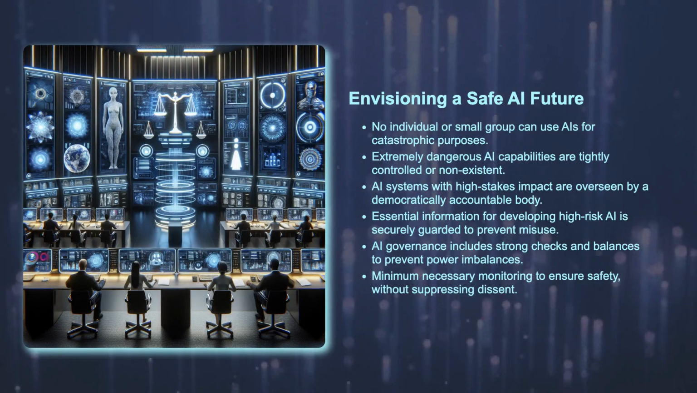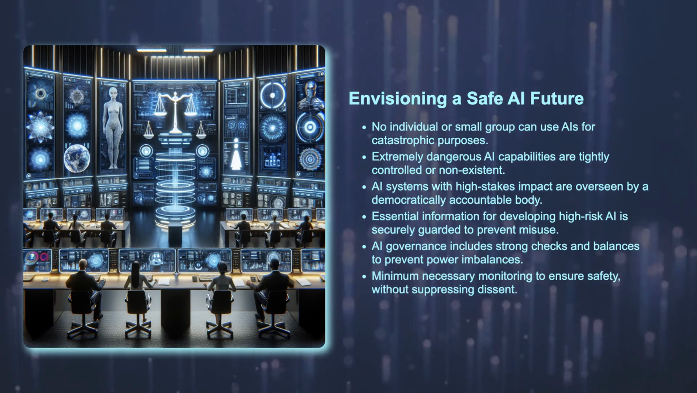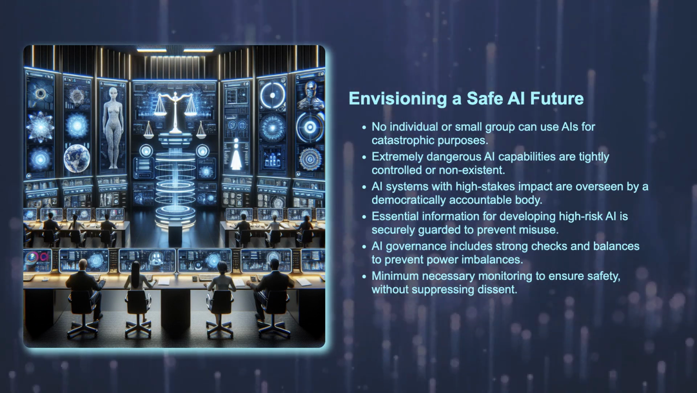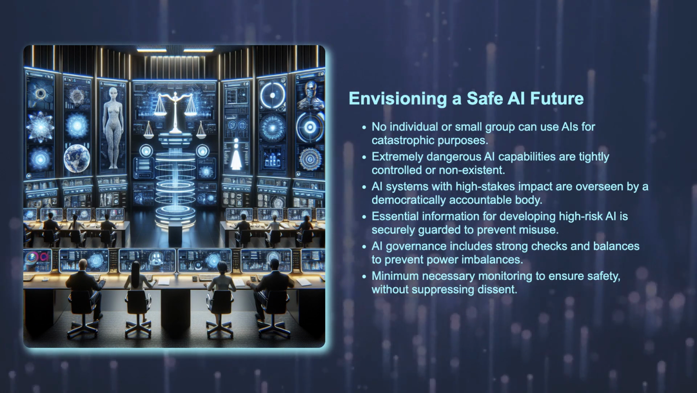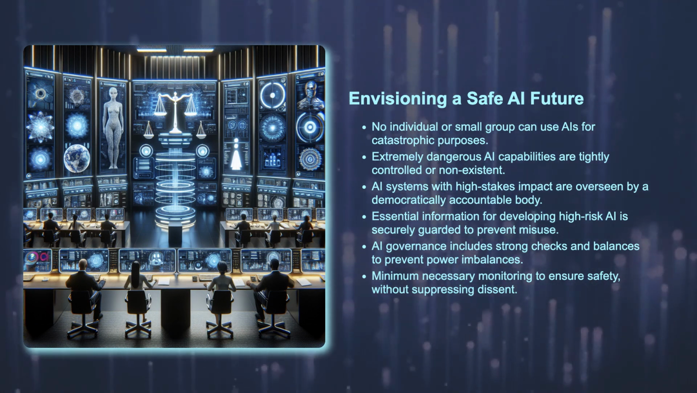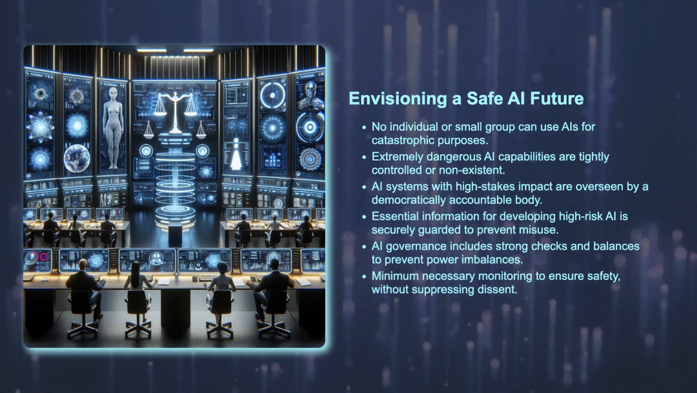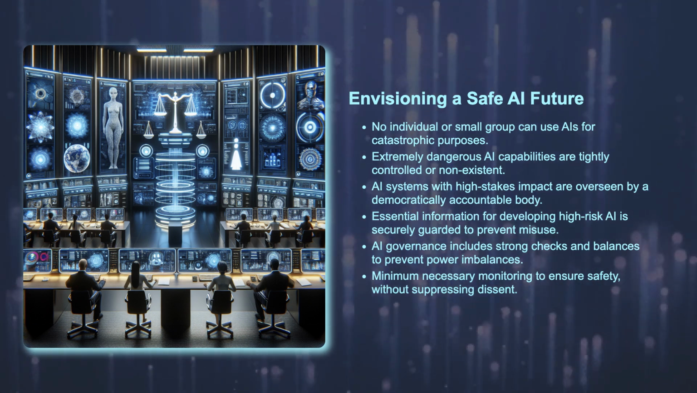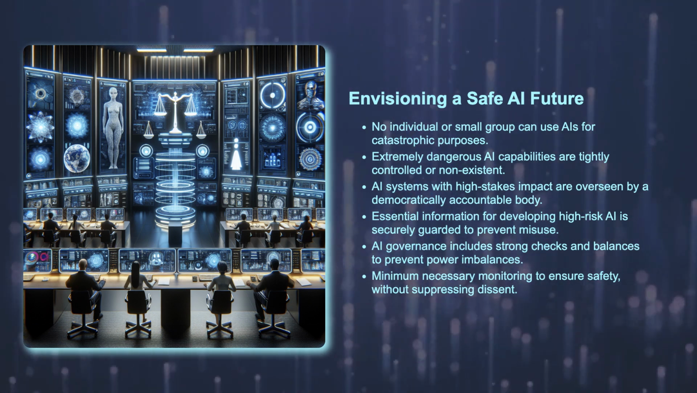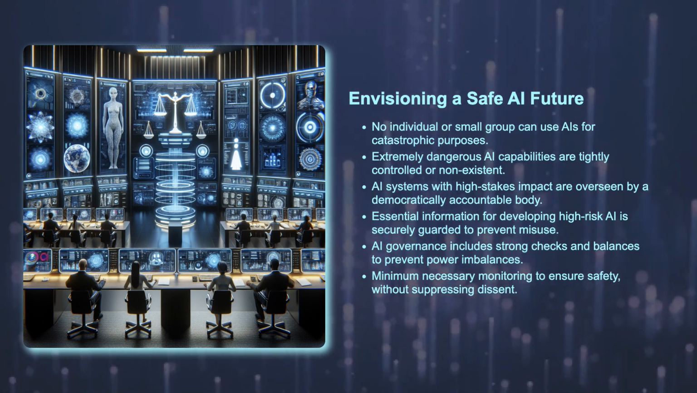Positive vision. In an ideal scenario, it would be impossible for any individual or small group to use AIs to cause catastrophes. Systems with extremely dangerous capabilities either would not exist at all or would be controlled by a democratically accountable body committed to using them only for the general well-being of the population. Like nuclear weapons, the information needed to develop those capabilities would remain carefully guarded to prevent proliferation.